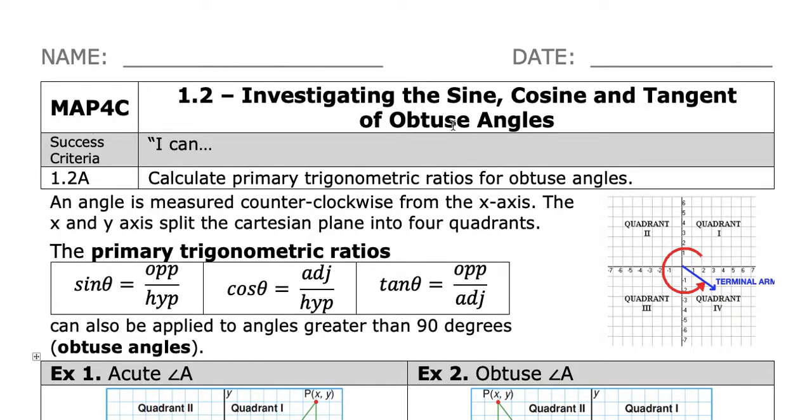MAP4C 1.2 Investigating the Sine, Cosine, and Tangent of Obtuse Angles.